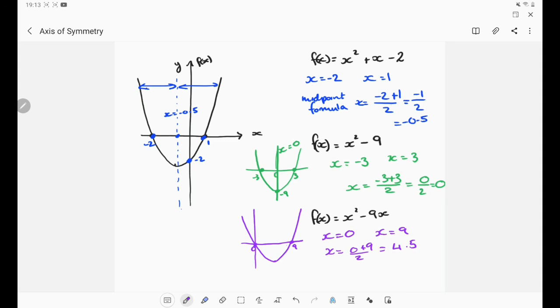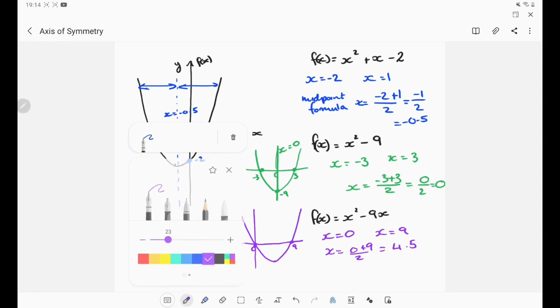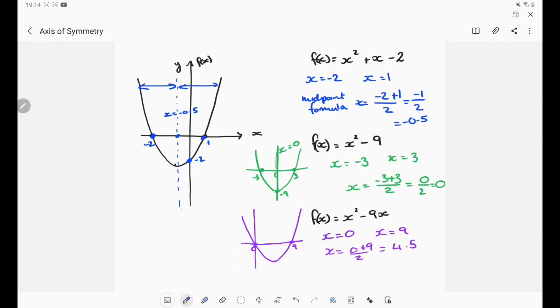You don't have to write down that calculation. If you recognise what's in the middle, like in the second example, if you had recognised that in the middle of minus 3 and 3 is 0, that is absolutely fine. You get to go ahead and use it. The last thing I'm going to do though is just mark on my axis of symmetry, x equals 4.5.